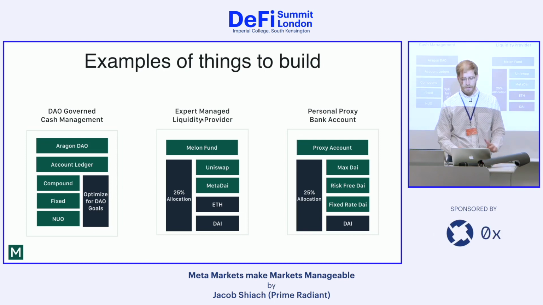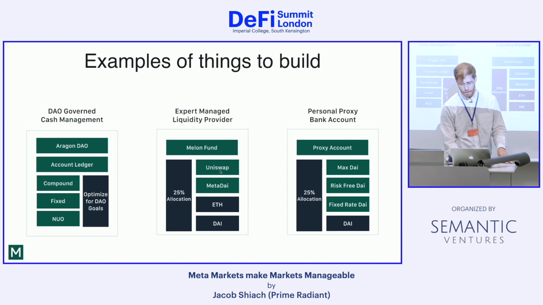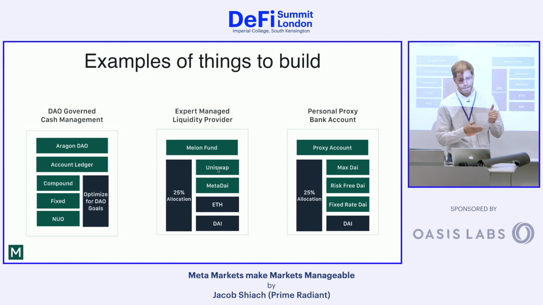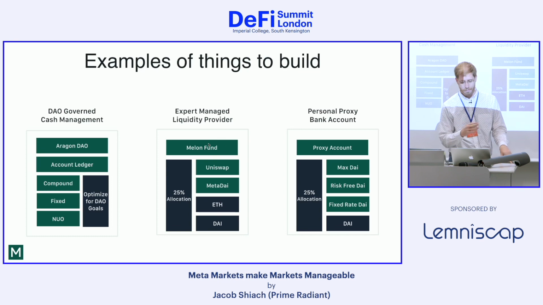And then you can do things like expert managed liquidity providers. So with Uniswap, this one would be two tokens. You'd have ETH, you'd have DAI, and then you'd be rebalancing between MetaDAI, Meta Ether, and then Uniswap. And since it's expert managed, they would be able to move it between the two as they saw fit.